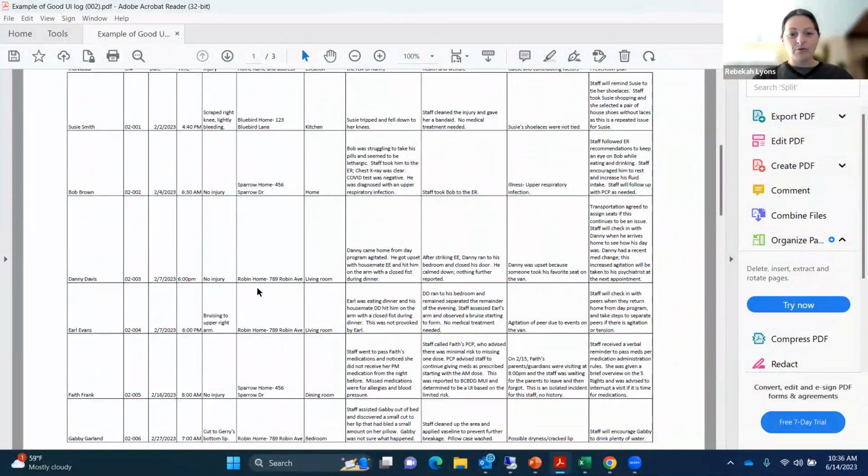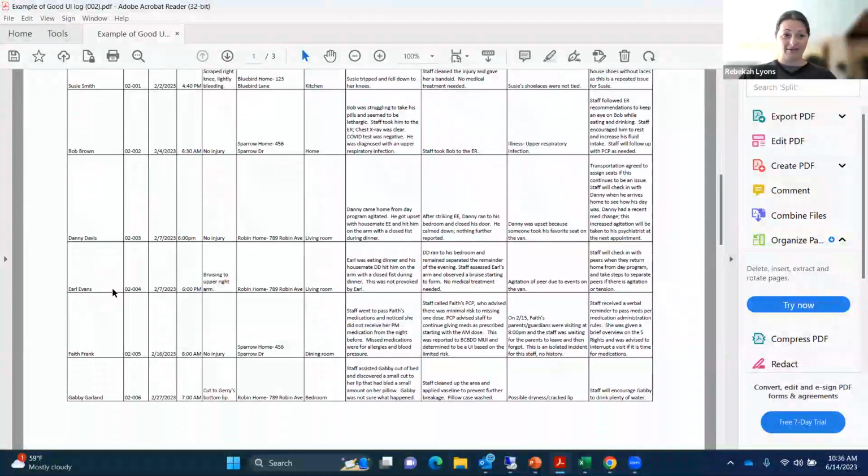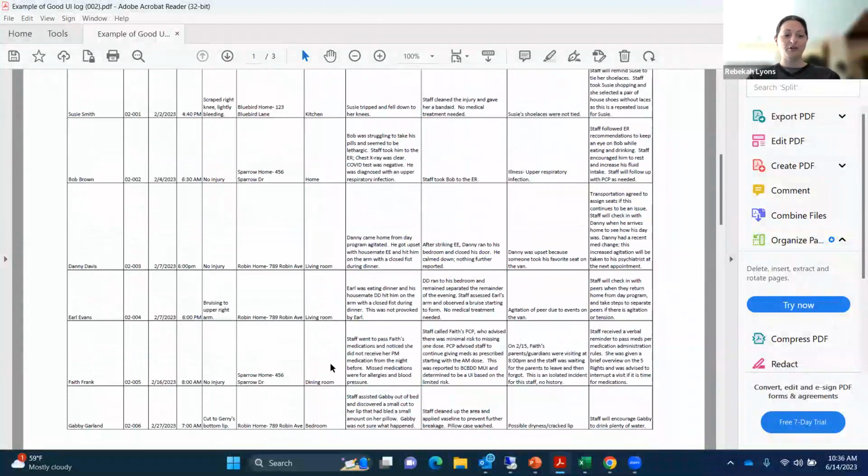Danny, let's see, lives at the Robin Home, and actually he got into an altercation with Earl. So you'll note here we have two entries, one for Danny and one for Earl. There should also be a corresponding incident report for Danny and a corresponding incident report for Earl. And part of that is because notifications need to be made to each team, and those are separate entities. The state's going to want to make sure that those notifications were done. So Danny was agitated. It looks like Earl's an innocent bystander here.